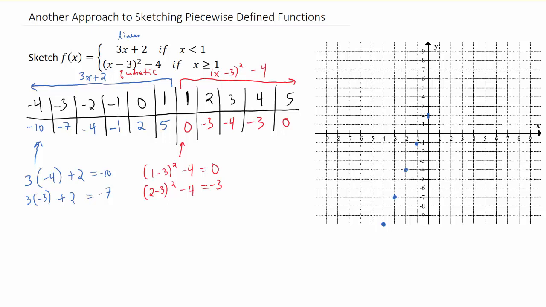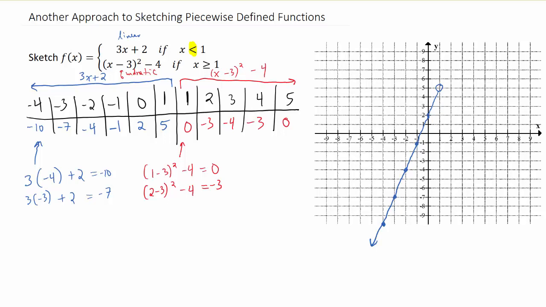Now be careful here. Notice, right? It's only if x is less than 1. So since it's a less than, I'm going to mark that boundary point when x equals 1 with an open point. And so what I have so far is this linear piece.